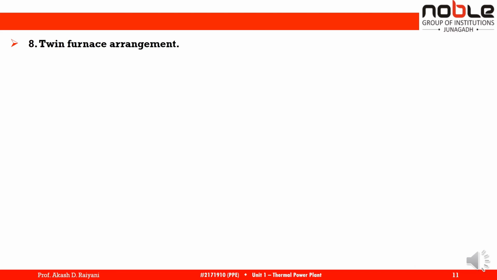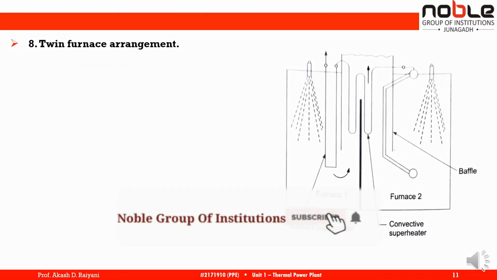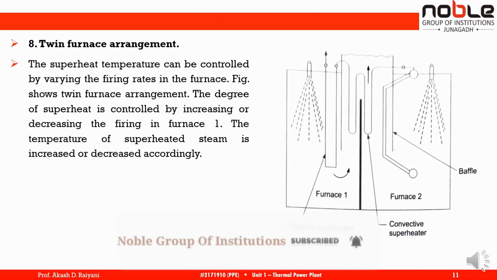Next one is the twin furnace arrangement. You can see from the schematic diagram there are two furnaces, furnace 1 and furnace 2. We can say that the furnace is divided into two parts. For both the furnaces, the firing arrangements are different.